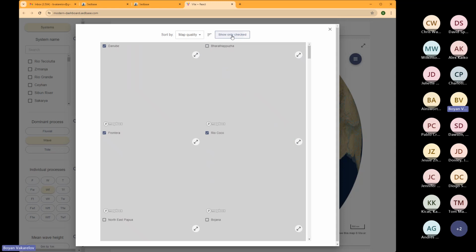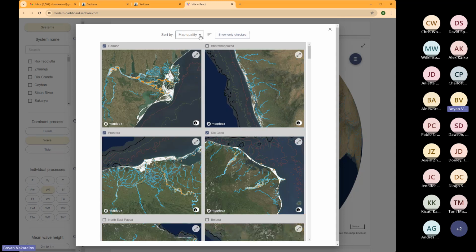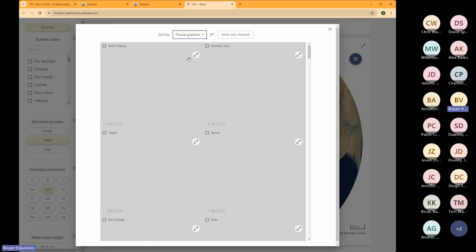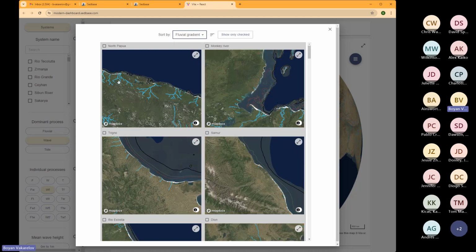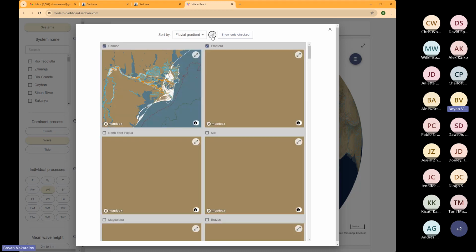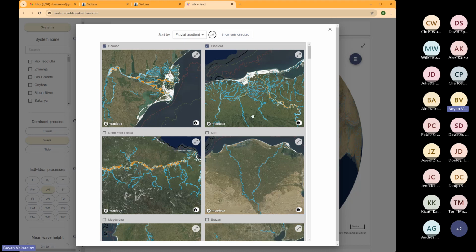Yep, so this is one capability. Something else that we can use is these sort menus. At the moment, maps are shown by a category which I call map quality, which means better analogs visually, with more data, etc., come first. But we can also use, for example, fluvial gradient. In this case it goes from high gradient to low gradient. I can very quickly reverse this with the sorting menu. So right now we're looking at fluvial-dominated, wave-influenced systems going from low gradient to high gradient.